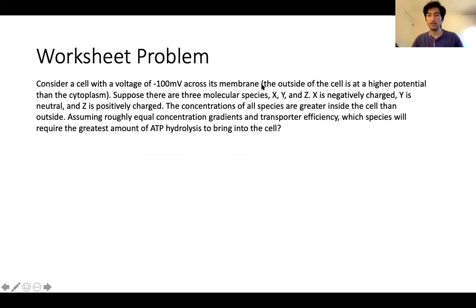Right. So I listed here that the outside of the cell is at a higher potential. If you imagine the electrode placement to measure the voltage, you can think of it as the positive electrode being outside of the cell and the negative electrode being inside of the cell. Your measurement would basically be that the inside of the cell is 100 millivolts lower in potential than the outside. Okay, thank you.